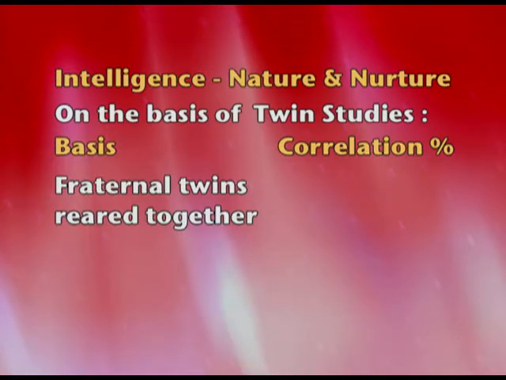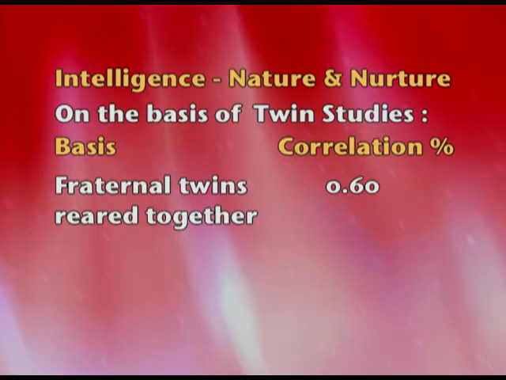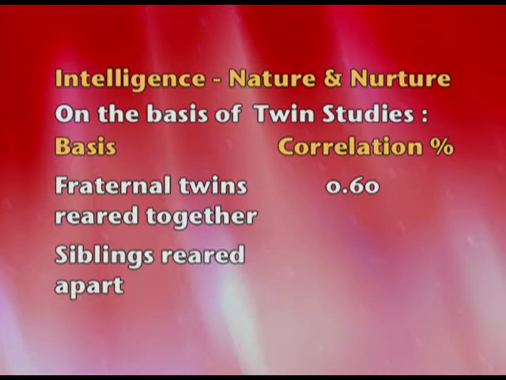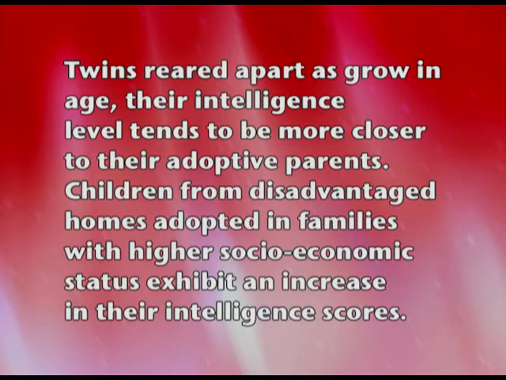Fraternal twins, twins which are born from different fertilized ova but born at the same time, when they are brought up together, 60% is their intelligence correlation. Siblings, when you talk about sisters and brothers, when they are reared apart, the correlation comes out to be 25%. Now, twins reared apart, as they grow in age, their intelligence level tends to be closer to their adoptive parents.